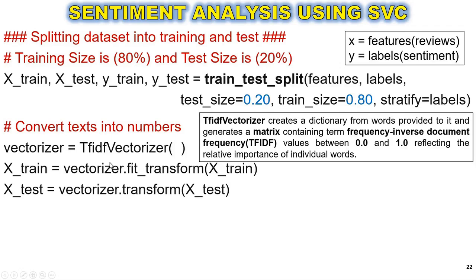Next, we convert text into numbers using the class TFIDF vectorizer. The TFIDF vectorizer creates a dictionary from the words provided to it and generates a matrix containing term frequency inverse document frequency values between 0 and 1, reflecting the relative importance of those individual words.